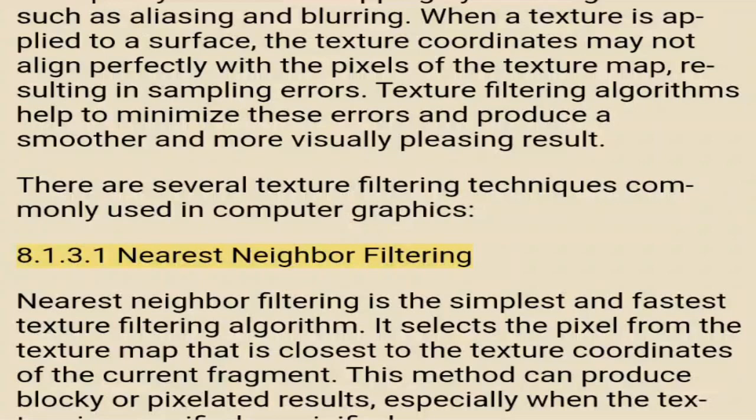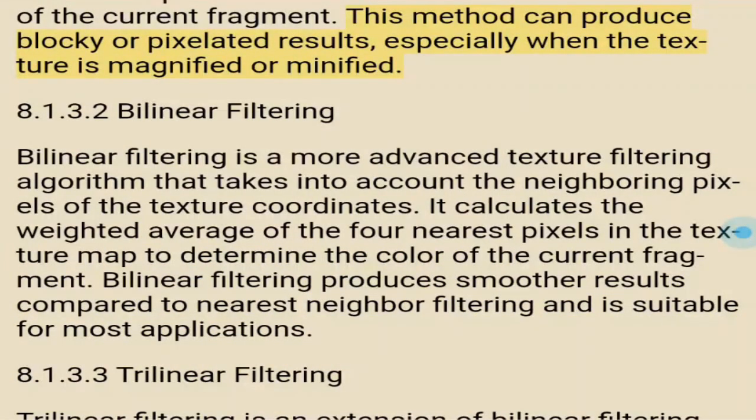8.1.3.1 Nearest neighbor filtering. Nearest neighbor filtering is the simplest and fastest texture filtering algorithm. It selects the pixel from the texture map that is closest to the texture coordinates of the current fragment. This method can produce blocky or pixelated results, especially when the texture is magnified or minified.